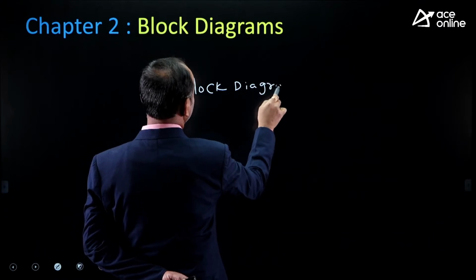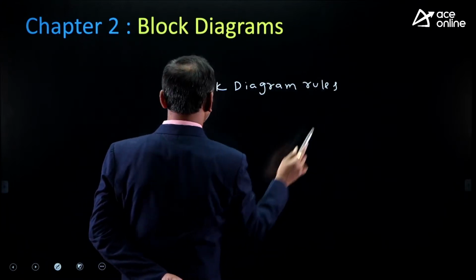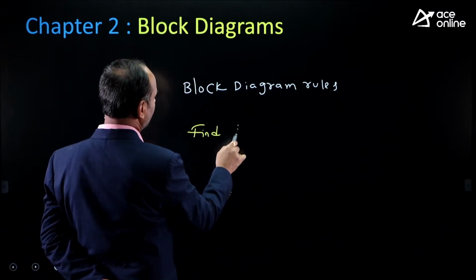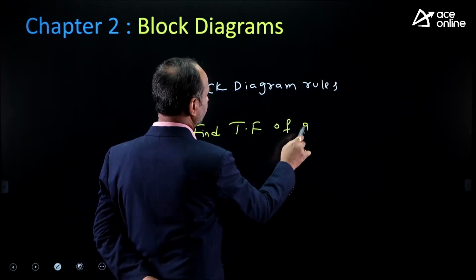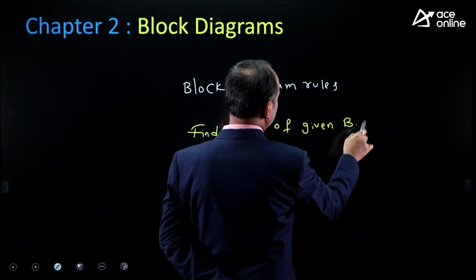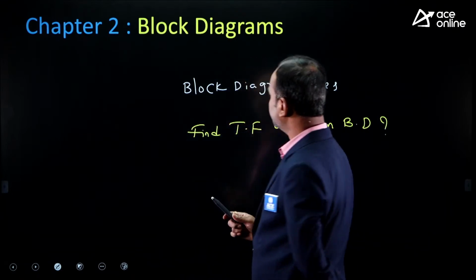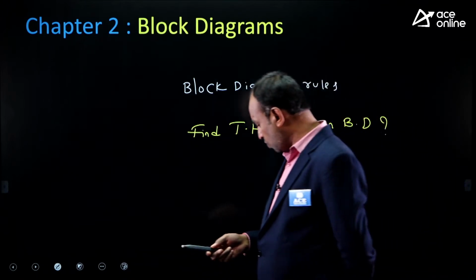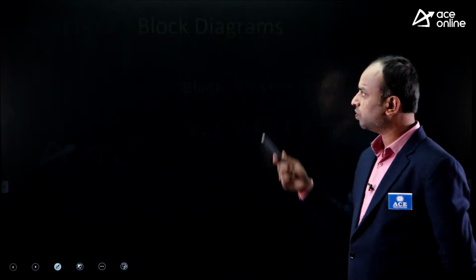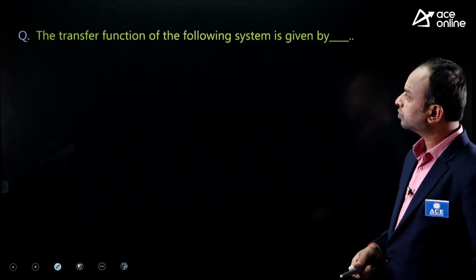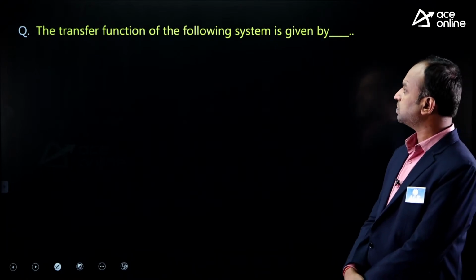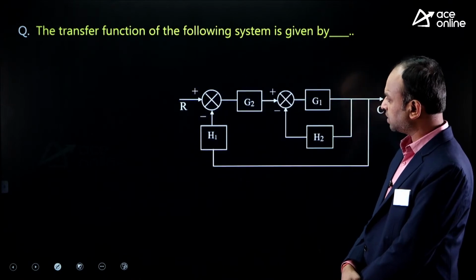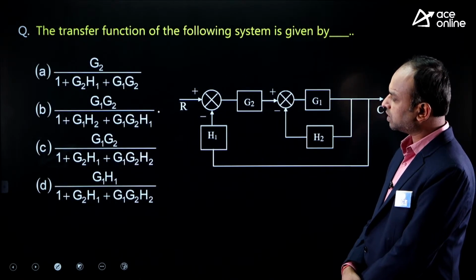Ninety percent of questions from here ask you to find the overall gain, or find the transfer function of a given block diagram. This is the kind of question you can expect. There is a simple logic to find these block diagram problems. Now we'll discuss one question. Observe: the overall transfer function of the following system is given by. This is the block diagram given, and these are the options.